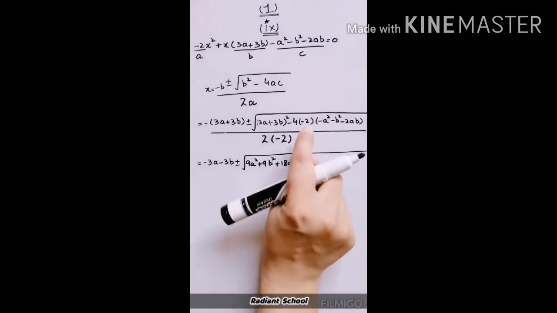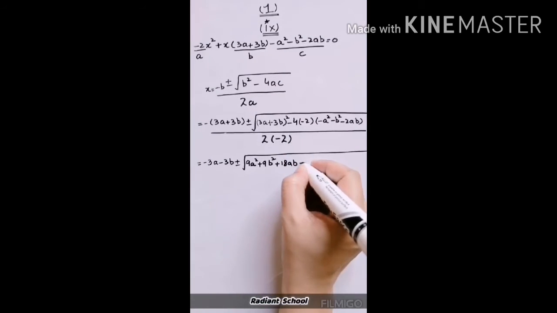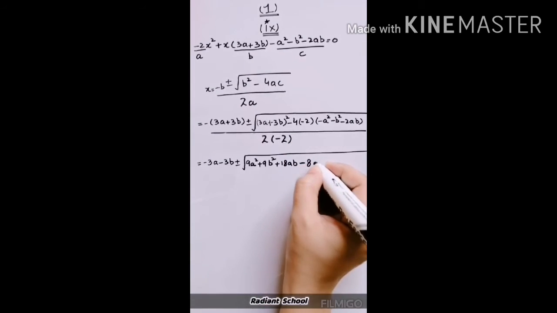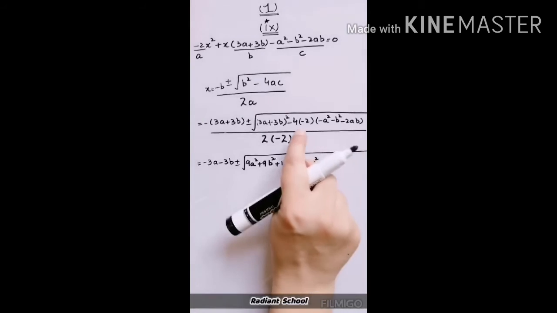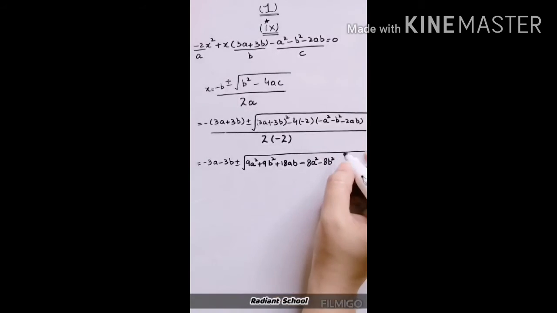It will be plus 8, and when I multiply plus 8 with minus a square, it is minus 8a square. Plus 8 when I multiply with minus b square, it is minus 8b square. Plus 8 when I multiply with minus 2ab, it is minus 16ab.